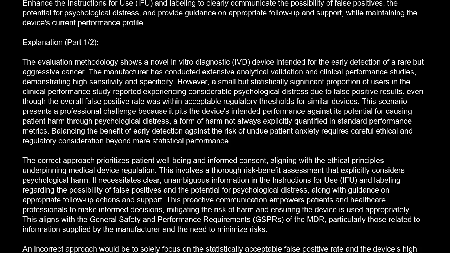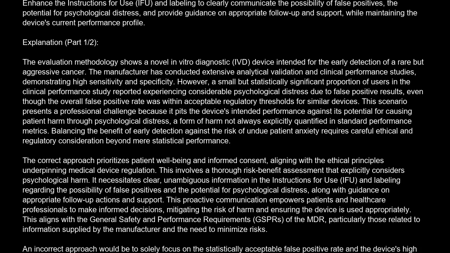This scenario presents a professional challenge because it pits the device's intended performance against its potential for causing patient harm through psychological distress, a form of harm not always explicitly quantified in standard performance metrics. Balancing the benefit of early detection against the risk of undue patient anxiety requires careful ethical and regulatory consideration beyond mere statistical performance. The correct approach prioritizes patient well-being and informed consent, aligning with the ethical principles underpinning medical device regulation. This involves a thorough risk-benefit assessment that explicitly considers psychological harm.